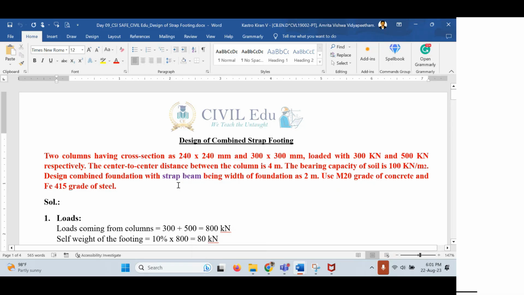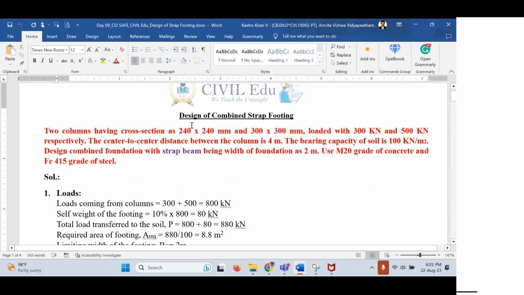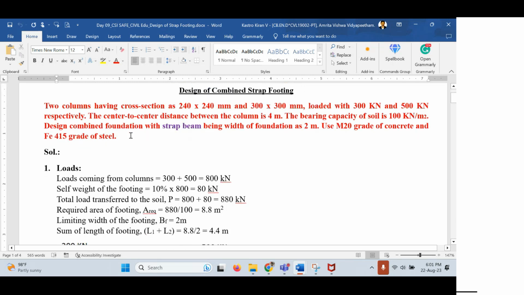In the last session, we were talking about how to design a combined strap footing. So we have done up to the design, up to the depth requirement and the area of steel requirement. So let us have a brief discussion on what we have done in the last session. So this is the problem statement.